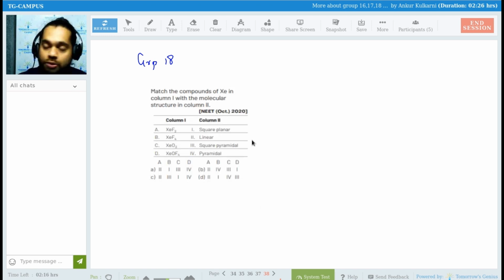This is a NEET 2020 question, NEET October 2020. Match the compounds of Xe in column 1 with the molecular structure in column 2. Sarjana, first tell me, how do we know the shape of any structure? Prashanti, with which theory do we find out the shape of any structure? What is that theory that we used, that we have solved so many questions accordingly?